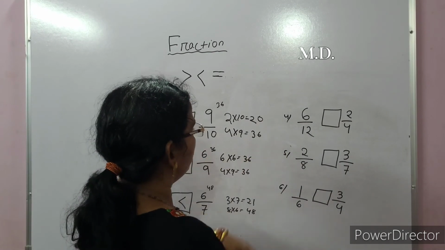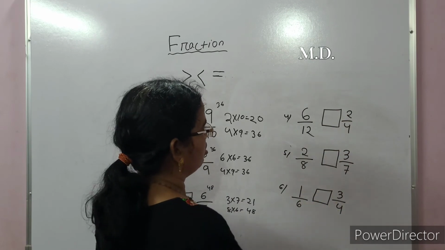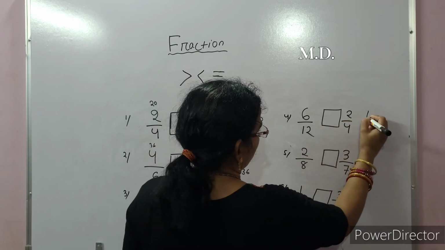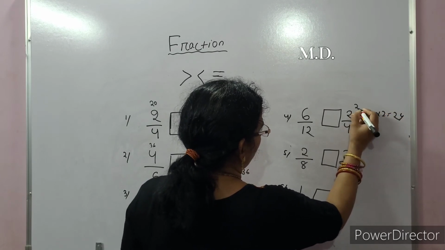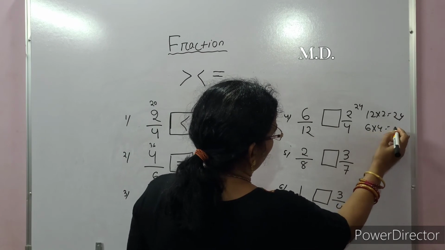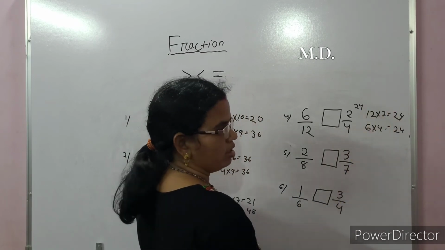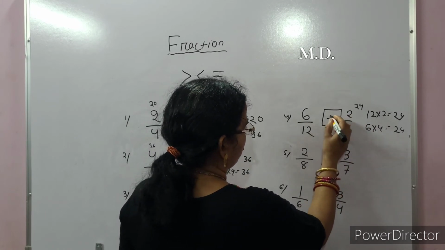Then next example. 6 by 12, 2 by 4. Which is greater? Cross multiplication. 12 into 2, 24. 6 into 4, 24. Both are equal. So 6 by 12 and 2 by 4 are equal fractions.